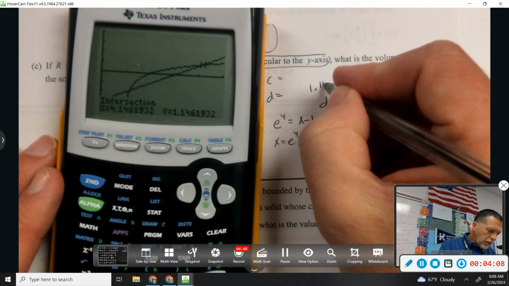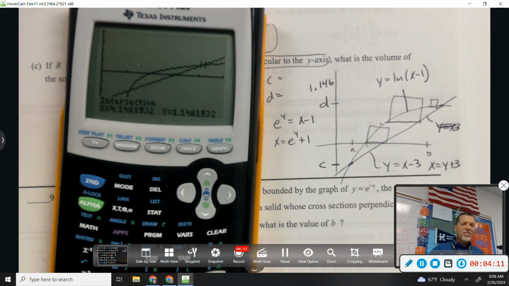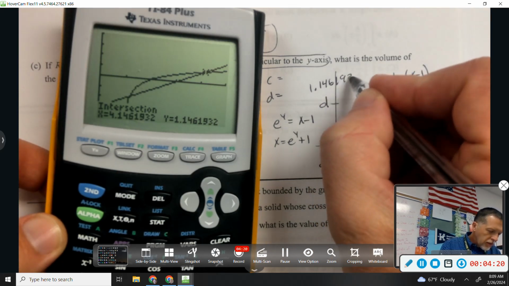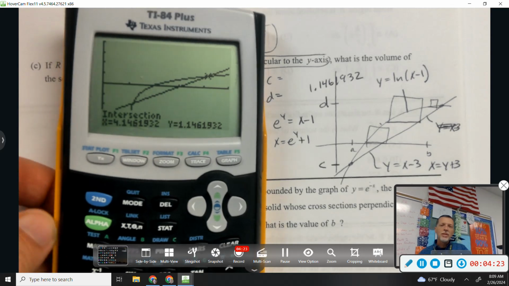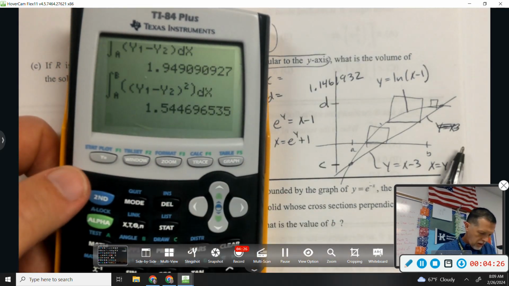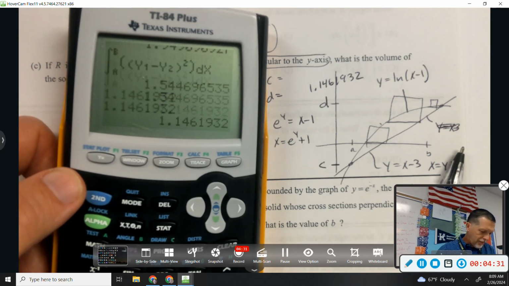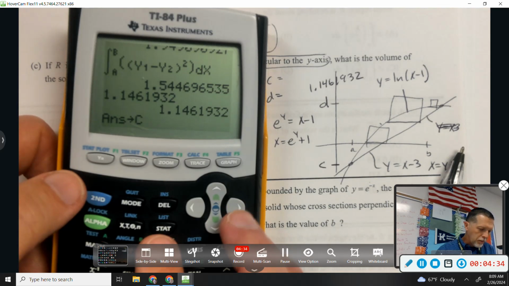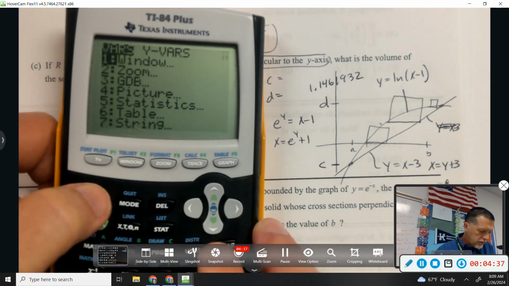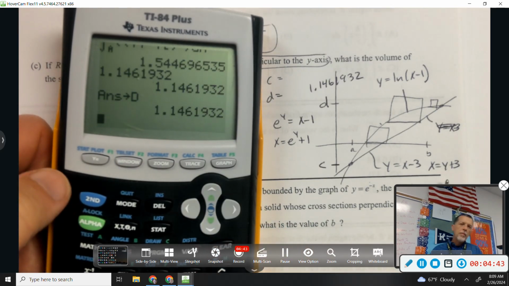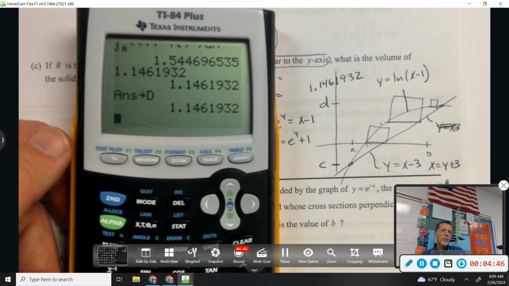So D is 1.146. I can't just exit out and store, because it doesn't remember the y value. So I need to write down 1.146, 1932. That's probably overkill, but better safe than sorry. I don't know that I need to. I'm going to store it as C, because that's what I said I'd do. Whoops, no, that one's D. But I could have just written it down when I did the integral, when I did Math 9. And a bunch of you did that. You just wrote out the whole number, and that's fine.